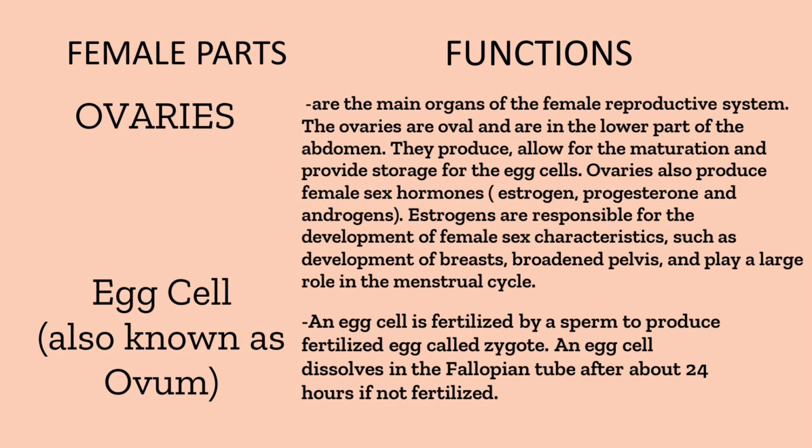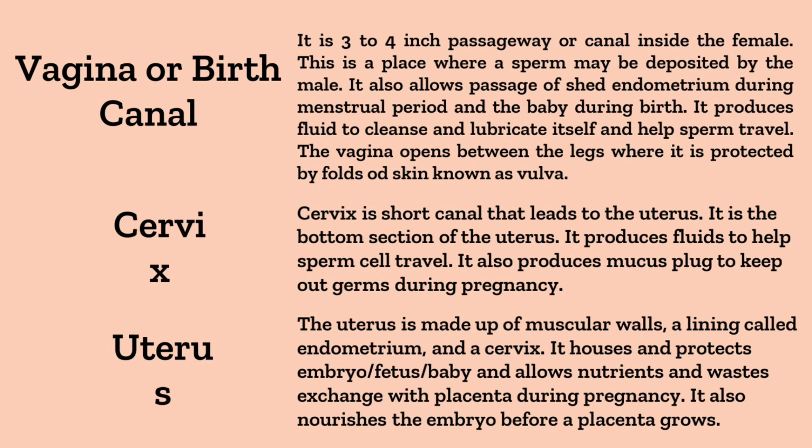If the egg cell is fertilized by a sperm cell, it can develop into a baby. However, if the egg cell is not fertilized, it will disintegrate and be shed, along with the lining of the uterus during menstruation. Next, vagina or the birth canal.